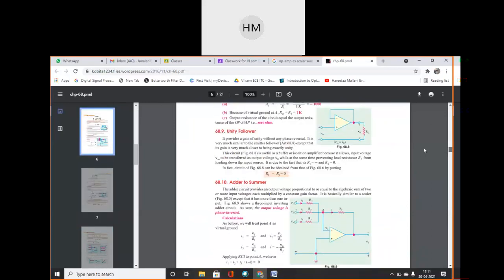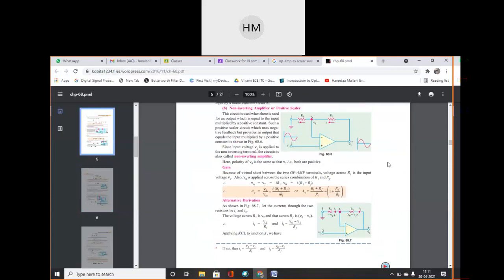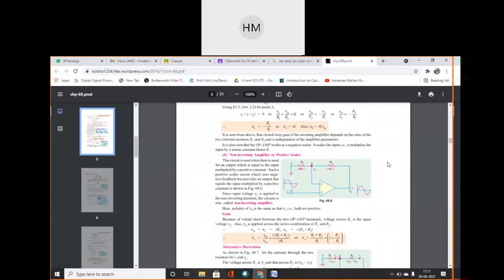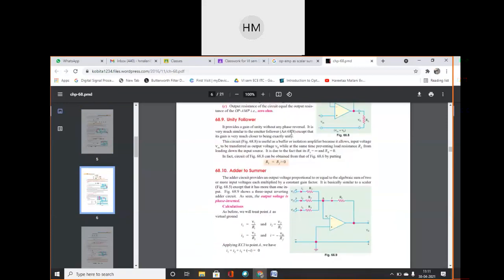See, student. Generally, this operational amplifier is known as voltage follower. In a few modes, it has a few different applications. So non-inverting amplifier, or it is known as positive scalar also, and unity follower also.